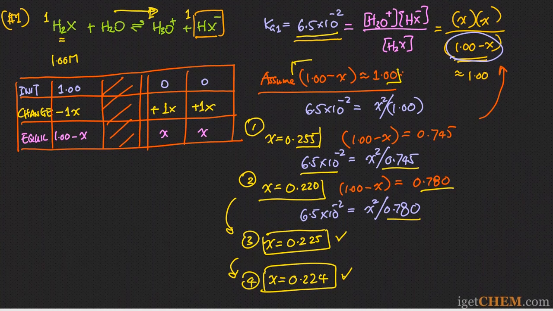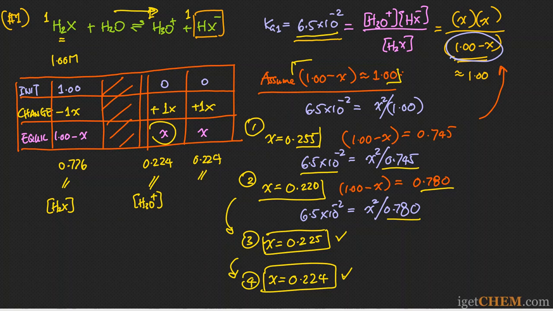Okay, so going back into the IC table, you see that the value of x is equal to the H3O plus concentration. So this is 0.224 molar for the H plus concentration, and 0.224 molar for the HX minus concentration. And then for the H2X concentration, 1 minus 0.224 will give you 0.776. So these are the concentrations for the species in the solution. That's for H2X, that is for H3O plus, and that is for HX minus. So we've got the solutions for those. Let me just put a box around them.